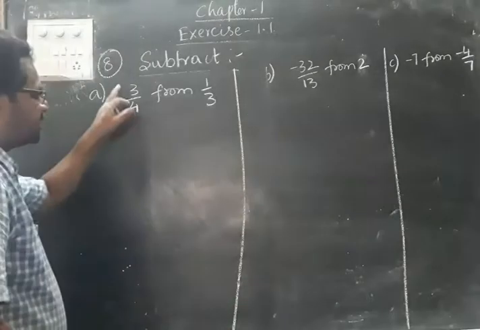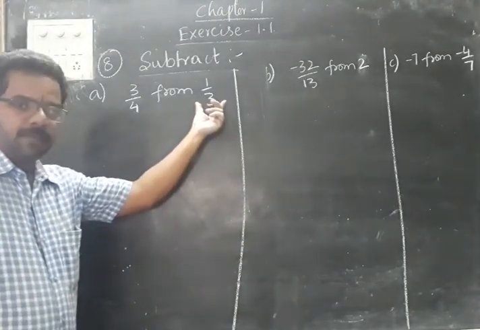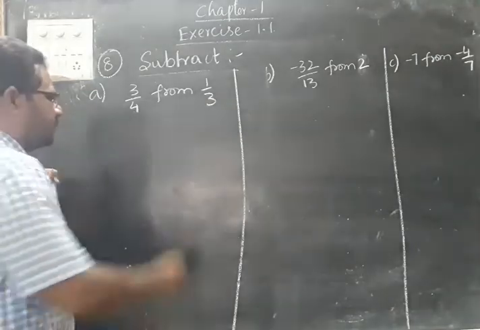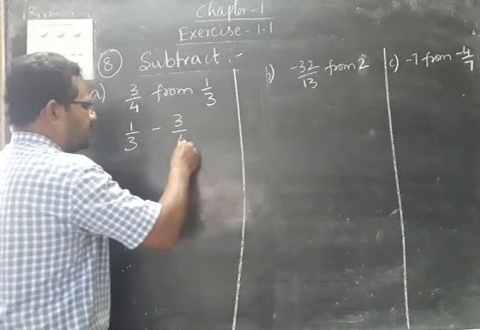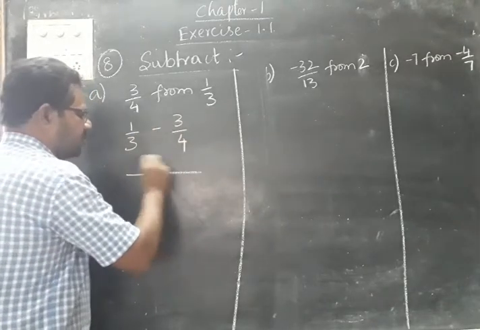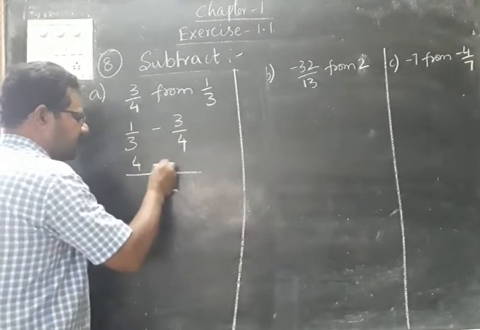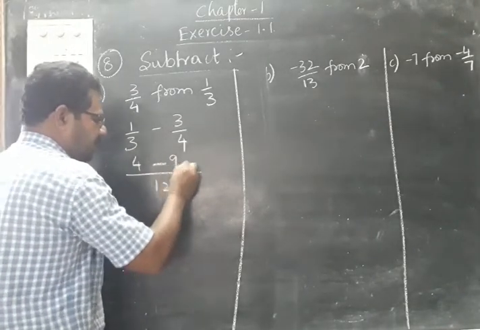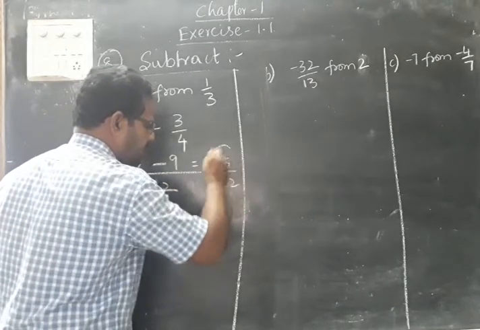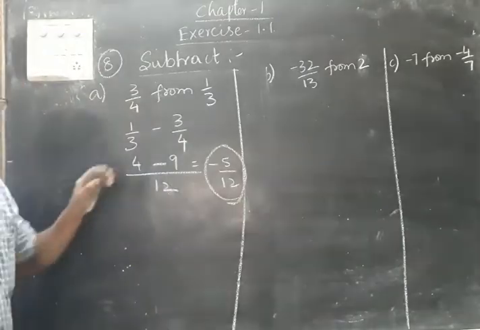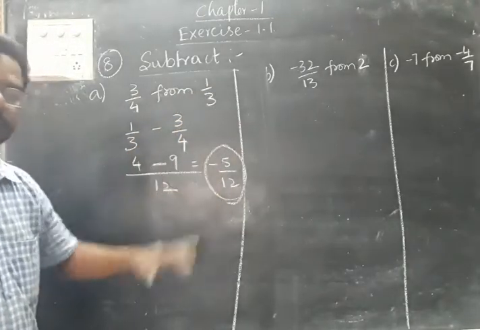Okay. This is 3 by 4 from 1 by 3. Means from 1 by 3 we have to subtract 3 by 4. So we have to write 1 by 3 first, minus 3 by 4. So 1 by 3 minus 3 by 4. 3 and 4 LCM is equal to 12. 3 fours are 12, 4 ones are 4. 4 threes are 12, 3 threes are 9. 4 minus 9, the answer will become minus 5 by 12. If you subtract 3 by 4 from 1 by 3, we can get the answer minus 5 by 12.